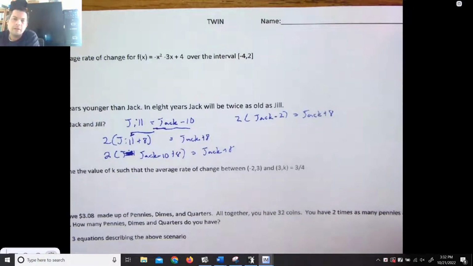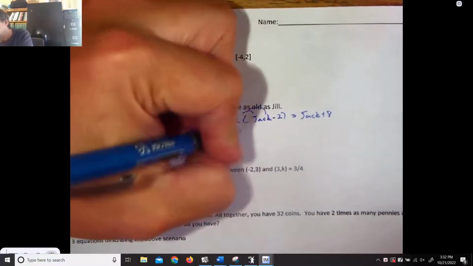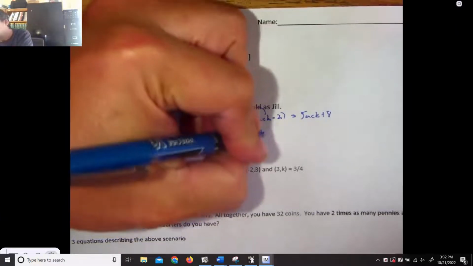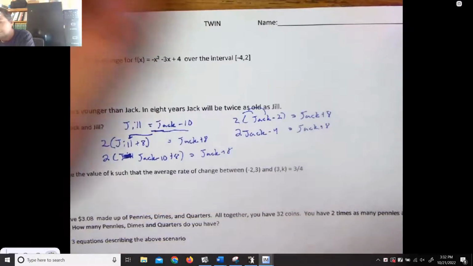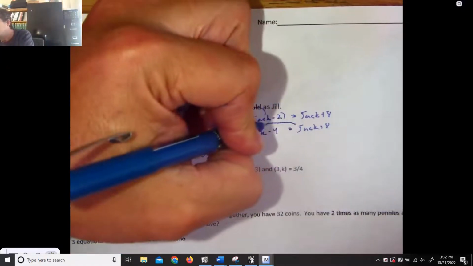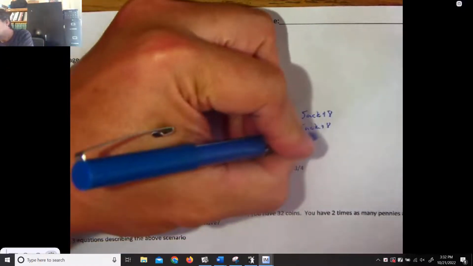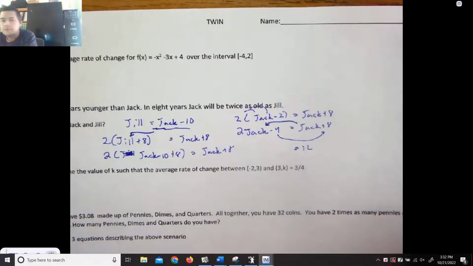Use X's and Y's, and by all means you can switch over. Invoke the distributive property. 2 Jacks minus a 4 is a Jack plus an 8. Jacks on one side, numbers on the other. We'll move this Jack over here, and we'll move this 4 over here. I know this blows some kids' minds, but 2 Jacks take away a single Jack is Jack.